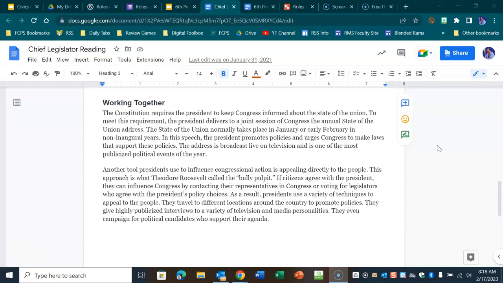As a result, presidents use a variety of techniques to appeal to people. They travel to different locations around the country to promote policies. They give highly publicized interviews to a variety of television and media personalities. They even campaign for political candidates who support their agenda.